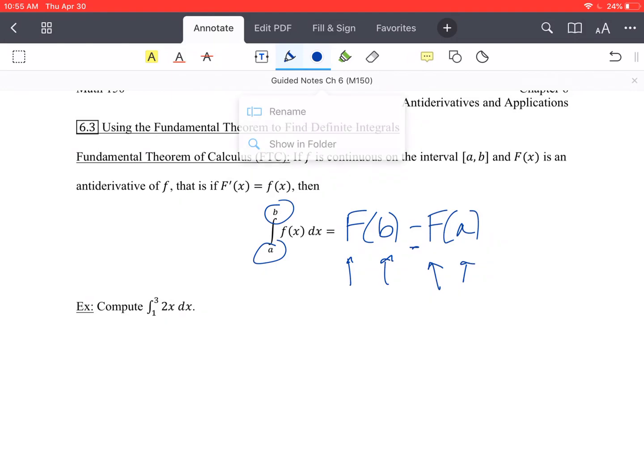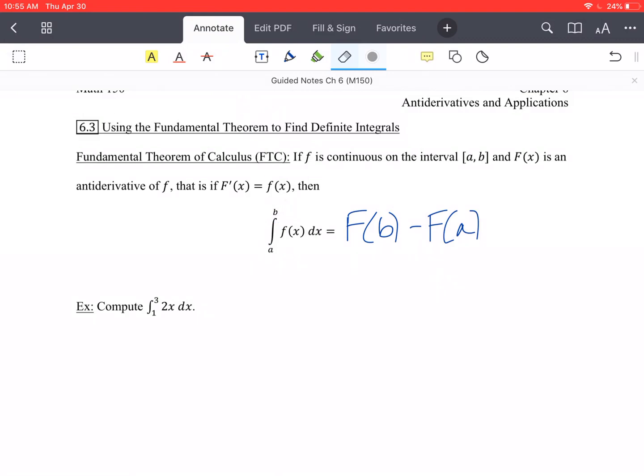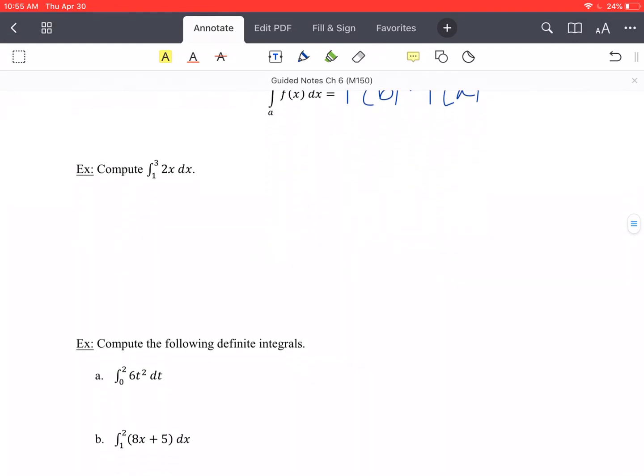So we take F, plug in b, and then subtract, and then take F and plug in a. Right? So this gives us a nice, quick method of finding the values of definite integrals, which just gives us area under the curve. So now we can find area under a curve exactly without approximating and find it much more quickly as well. Okay, so let's look at this first example.